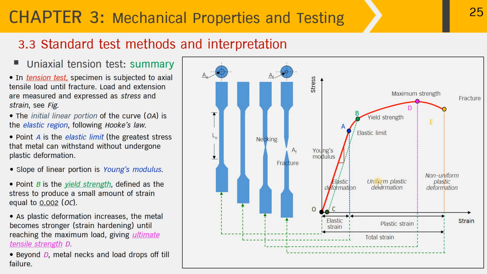And underneath the curve, the first portion here in the triangle area shows elastic deformation, or elastic strain energy. And beyond the elastic limit, we have plastic deformation behavior going on over here. To the left of the maximum strain, it is uniform plastic deformation. But to the right, it is non-uniform plastic deformation.